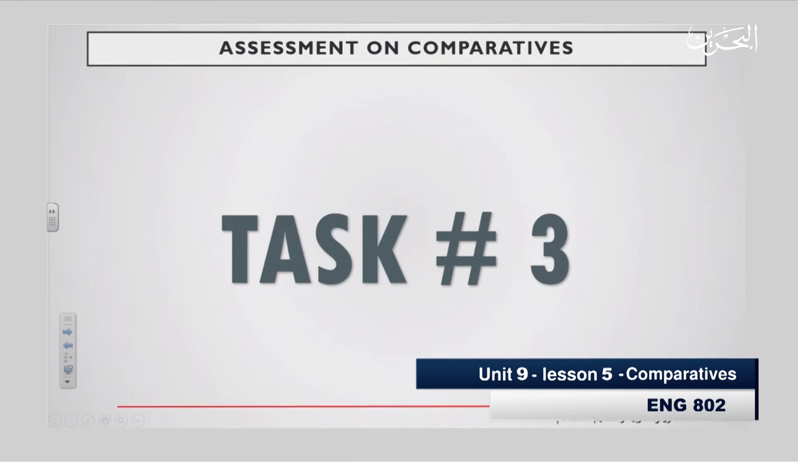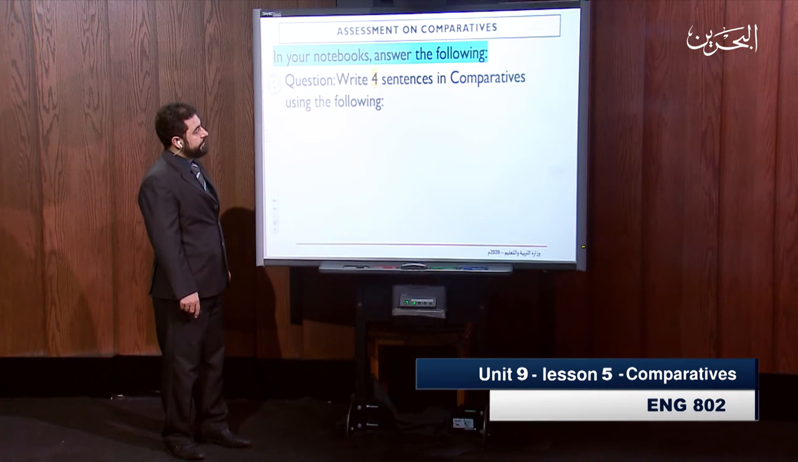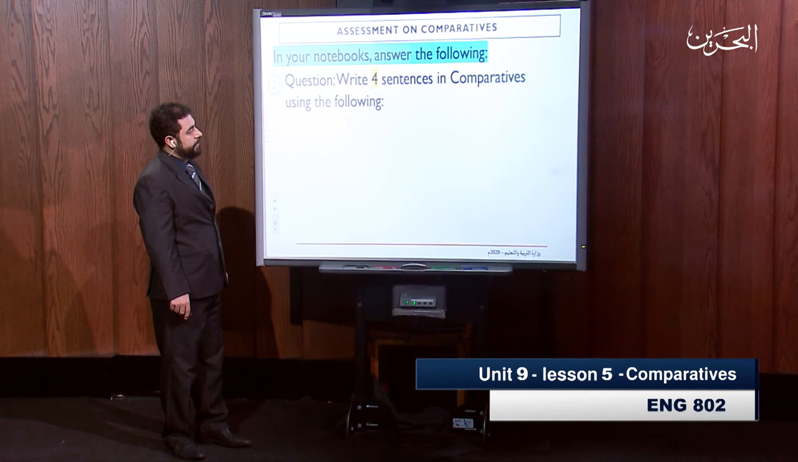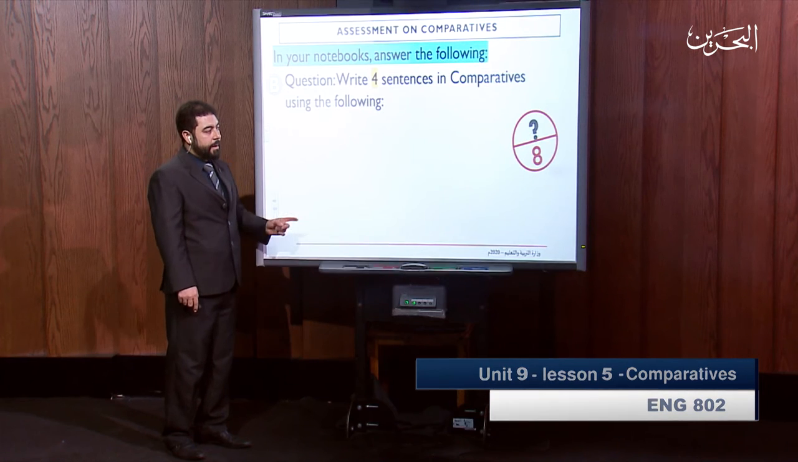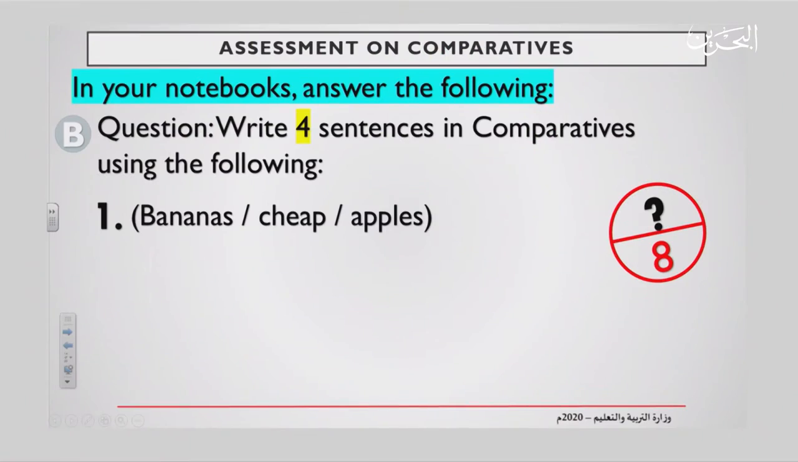Now let's move to task number three. In your notebooks, answer the following. B, question. Write four sentences in comparatives using the following. You have a mark of eight. Number one, bananas, cheap, apples. You have to use these three words to create a comparative.